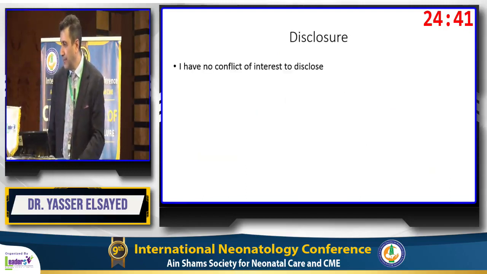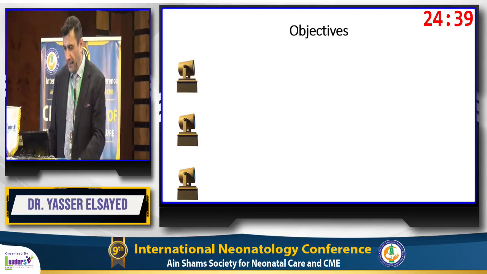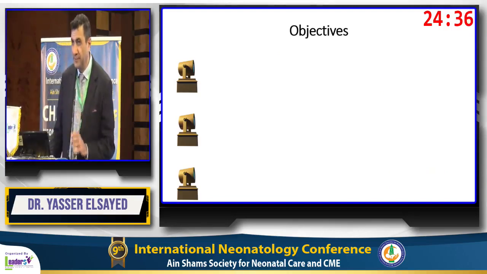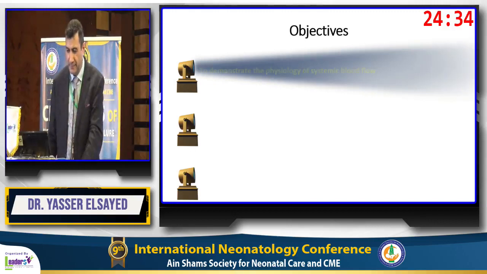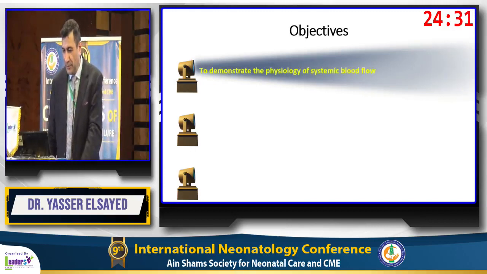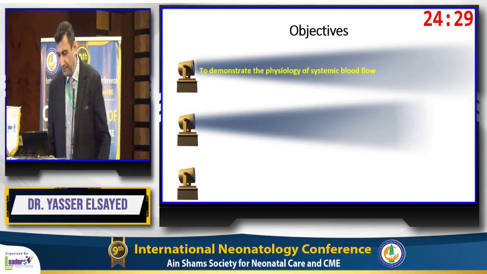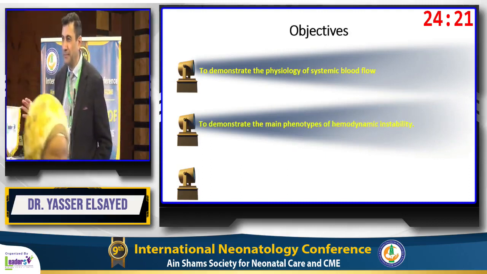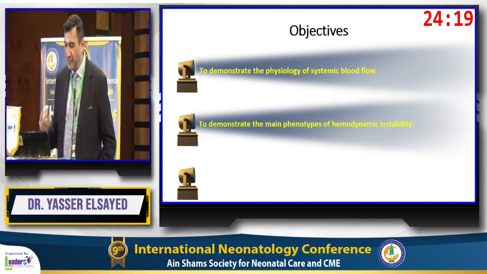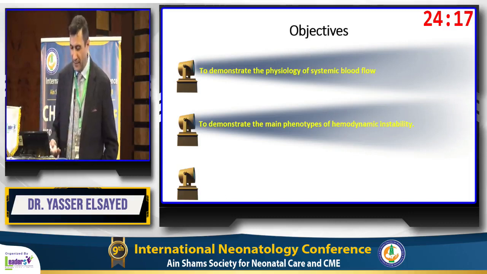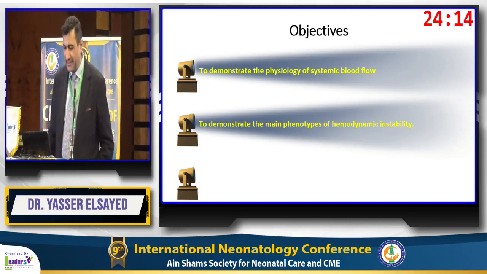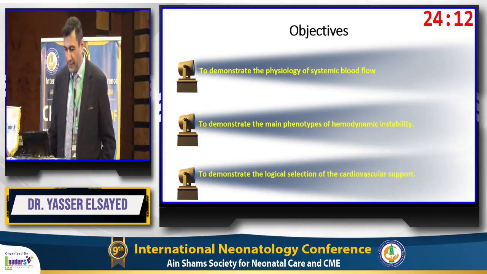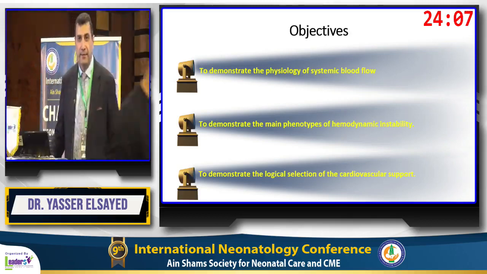Again, I have nothing to disclose in this presentation. And I have, again, three main objectives to discuss over the next 30 minutes, or hopefully less. First, to demonstrate the physiology of systemic blood flow. Second, to demonstrate the main phenotypes of hemodynamic instability. As we have five phenotypes for pulmonary hypertension, we have phenotypes for systemic hemodynamic instability, and we cannot treat all of them the same way. And then, to demonstrate the logical selection of the cardiovascular support based on the underlying pathophysiologic mechanism.